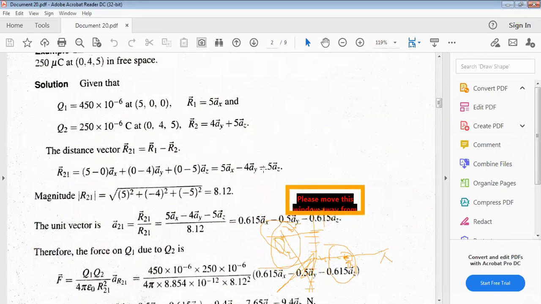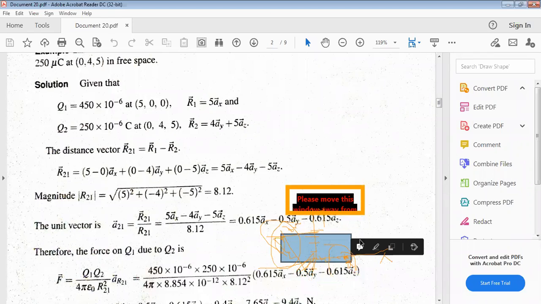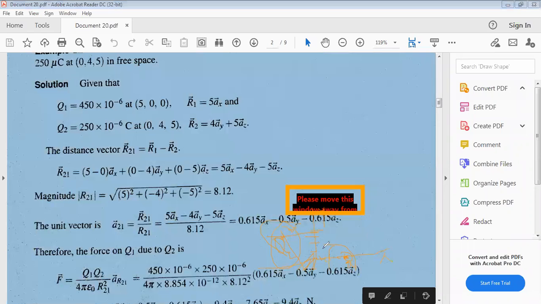So the distance vector R21 equals 5 minus, is there any x component in R2? No. That's why 5 minus 0 of ax, 0 minus 4 of ay, 0 minus 5 of az. That is the distance vector 5ax, 4ay, 5az, and its magnitude is the square root of 5 minus 0 whole square, x2 minus x1 whole square, right? 5 square, 0 minus 4 whole square and 0 minus 5 whole square. What is the distance between these two points? Okay, 8.12.